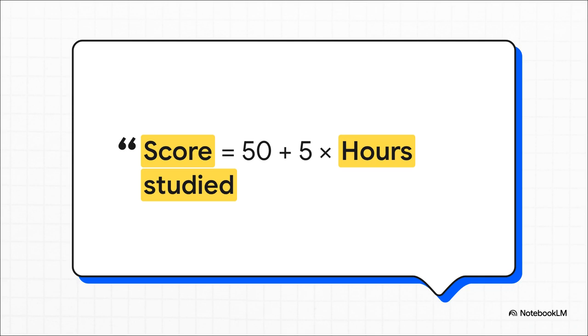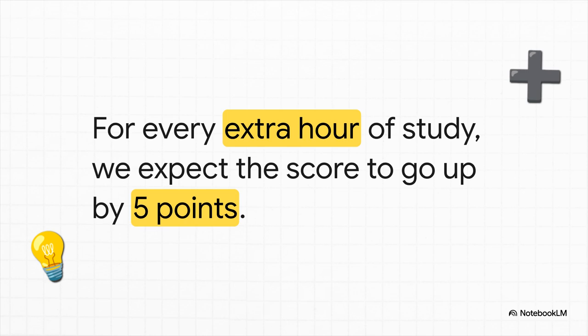But let's zoom in on the numbers here, because the most important piece of this whole puzzle, the real magic, is this number right here, 5. This little number is called the coefficient. And what that 5 is telling us is so simple but so powerful. It means that for every single extra hour a student hits the books, we predict their score will go up by 5 points. See, we just turned a bunch of data into a real insight.